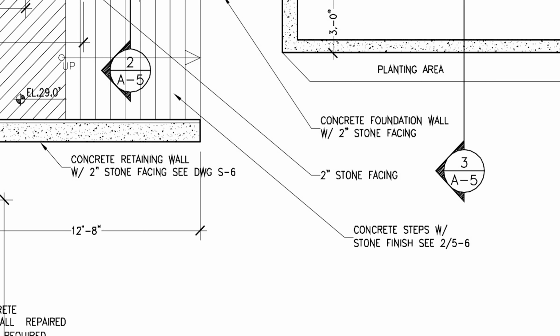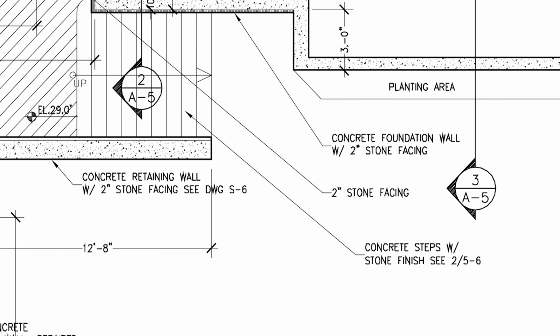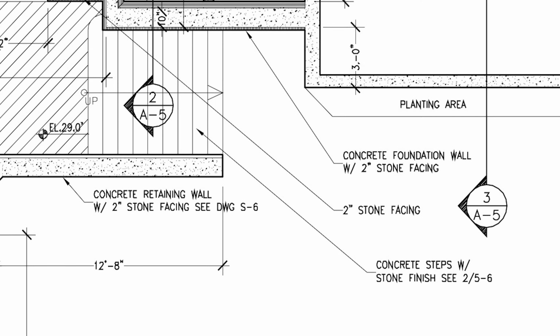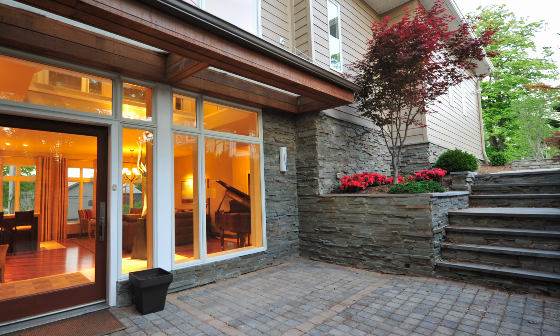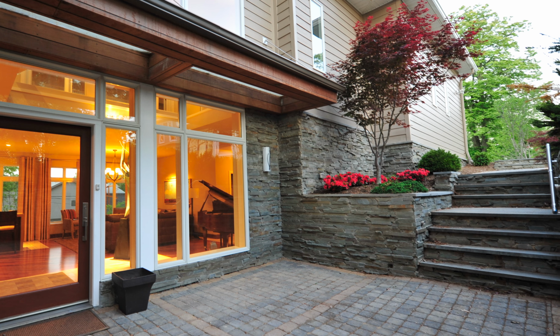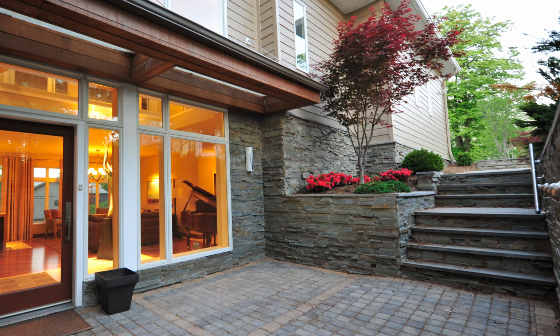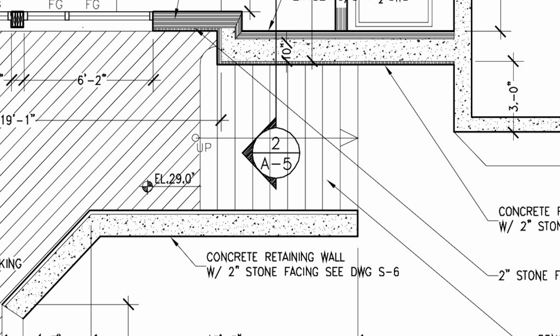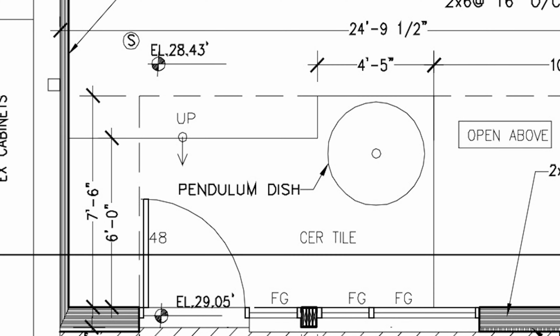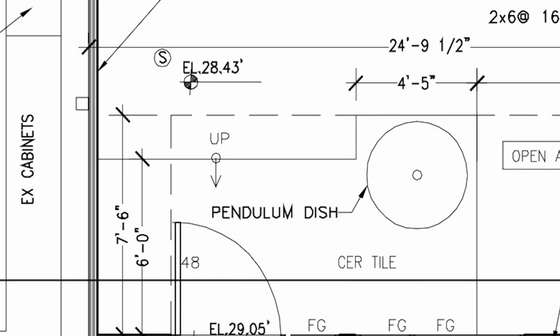Other things that explain, like concrete steps with a stone finish on top. We don't necessarily have to draw every piece of stone, but if you say stone finish, it means there will be stone placed on each one of these steps. Anytime you have a staircase, it's going to show a symbol showing which direction the stairs are going, up or down. Here it's quite clear because you have multiple steps, but here it's a little easy to miss because it's just one step. But you can see this is a step up.